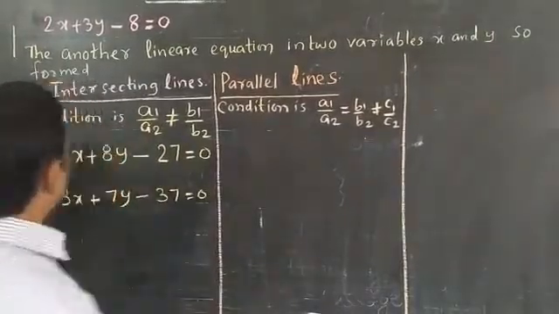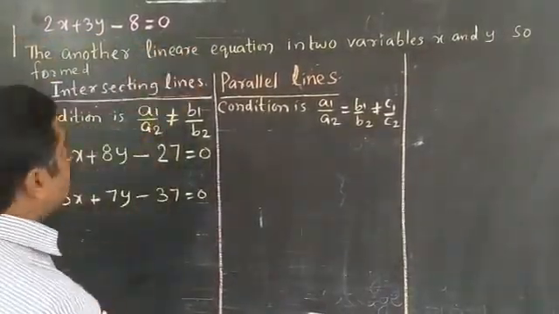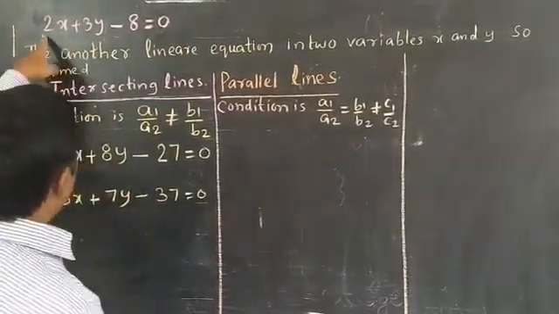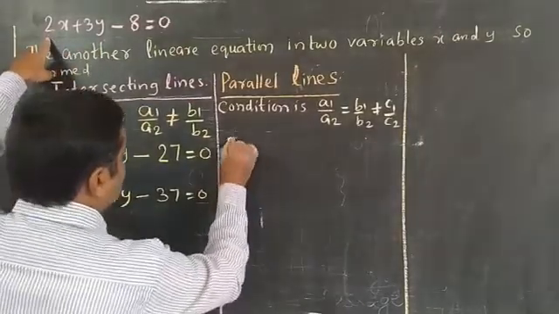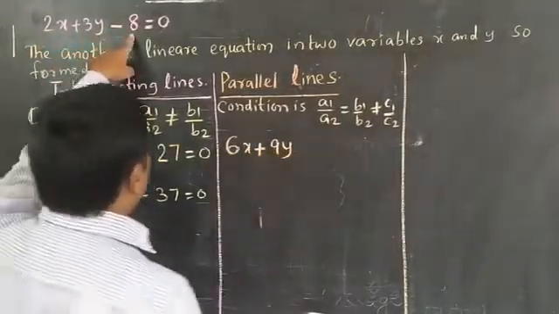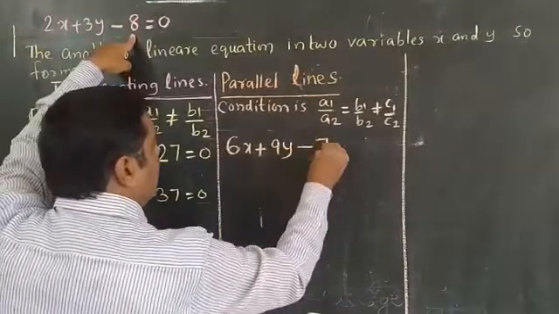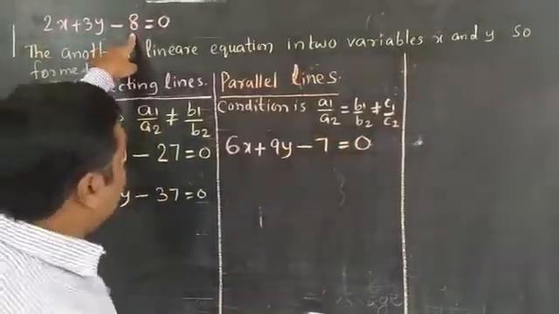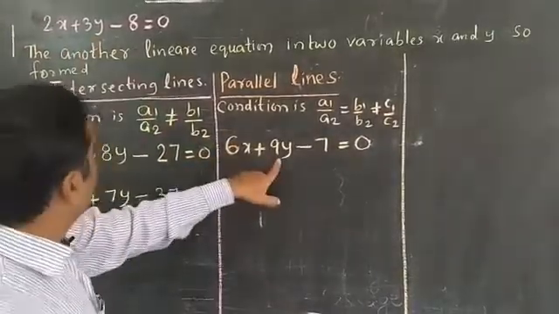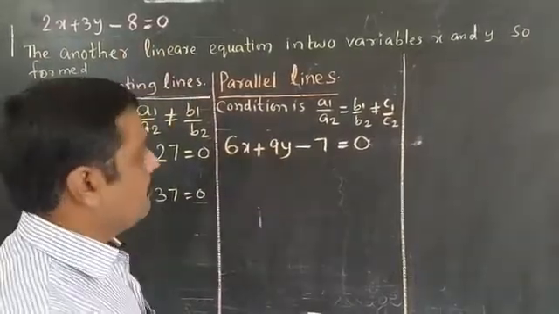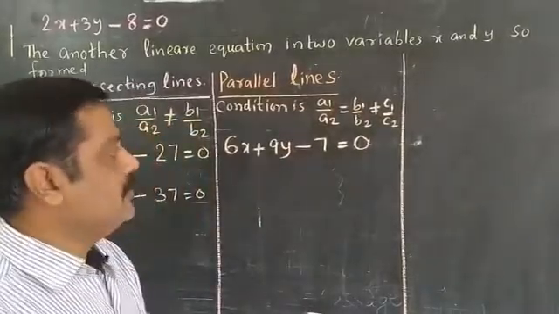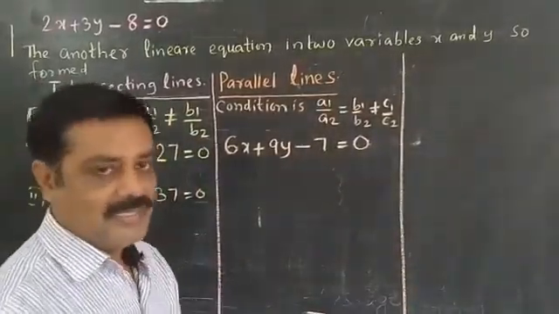I am going to take the given question, 2x plus 3y minus 8 is equal to 0. I am just increasing these two numbers by any table, for example, multiplying by the 3 table. It becomes 3 twos are 6x plus 3 threes are 9y. But instead of 8, I am taking simply minus 7 is equal to 0. Then what do we get here? 2 by 6, we get 1 by 3. 3 by 9, we get 1 by 3. But minus 8 by minus 7, we get 8 by 7. So a1 by a2 is equal to b1 by b2, but it is not equal to c1 by c2.